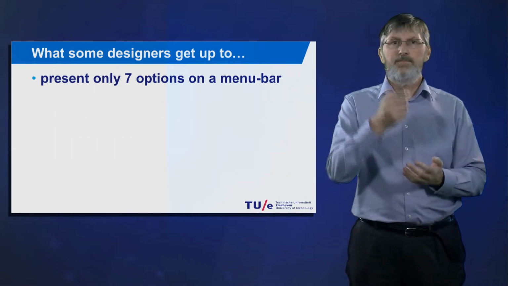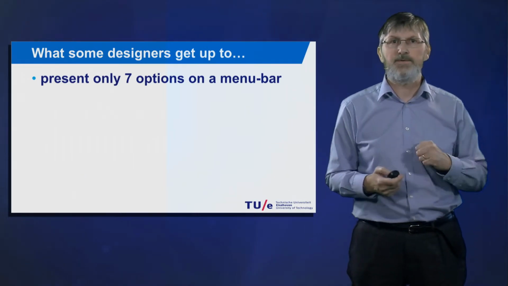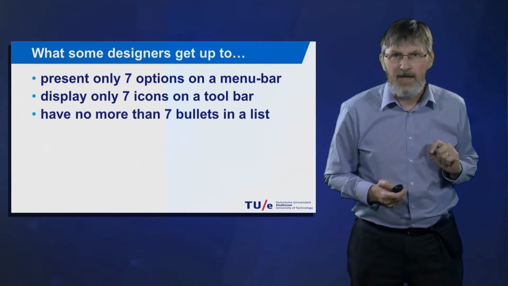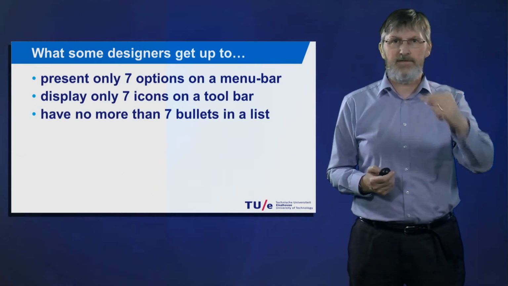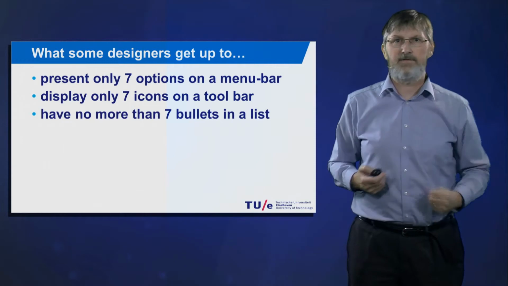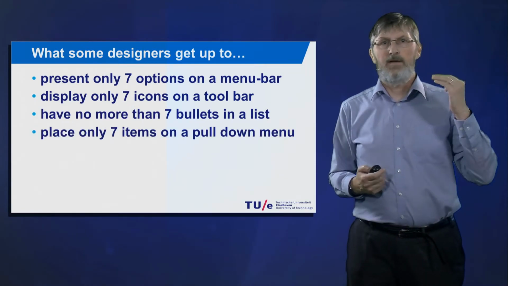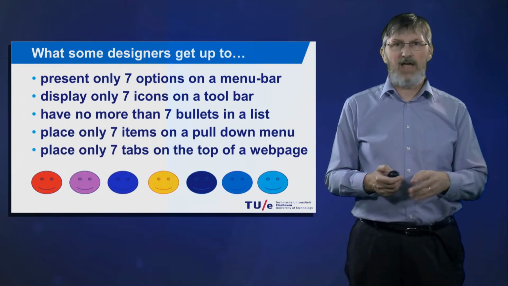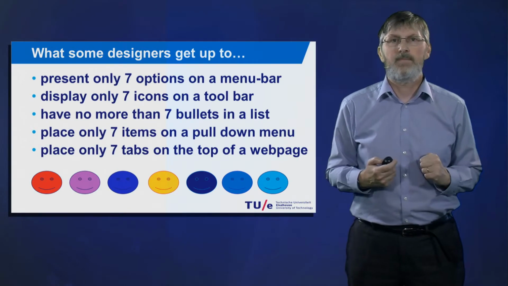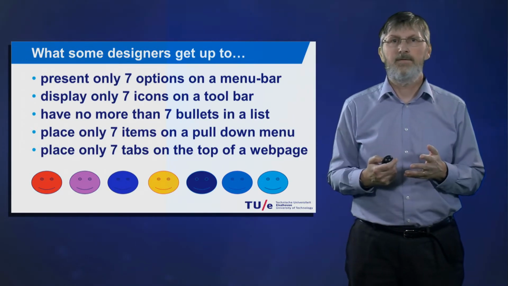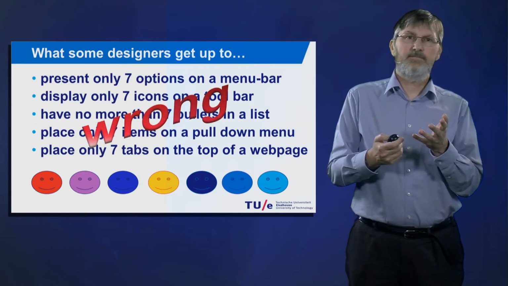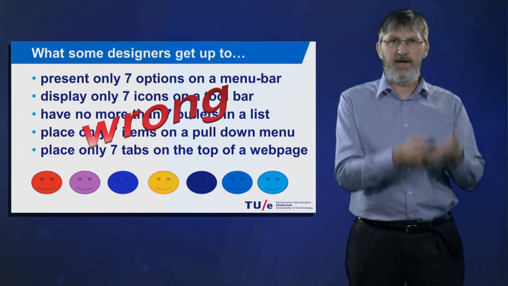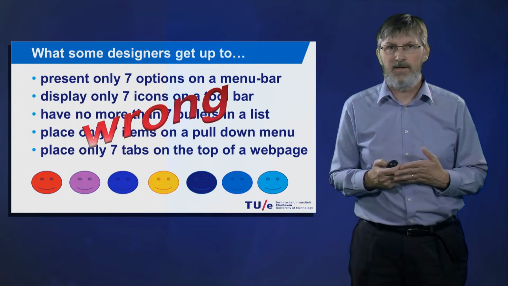What do designers do? They tell you, well, present only 7 options on a menu bar. And you should have only 7 icons in a toolbar. Have no more than 7 bullets in a list. If you have to list items in a text, for instance, no more than 7 bullets. No more than 7 items on a pull-down menu. No more than 7 tabs at the top of web pages. Well, all of this is wrong. Actually, it's not wrong. But it is wrong as an application of the 7 items in short-term memory.